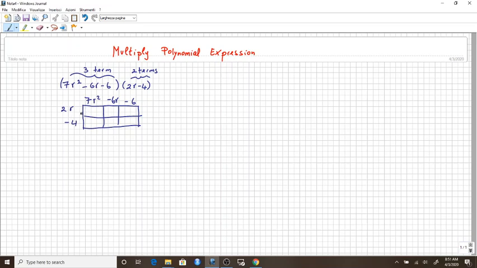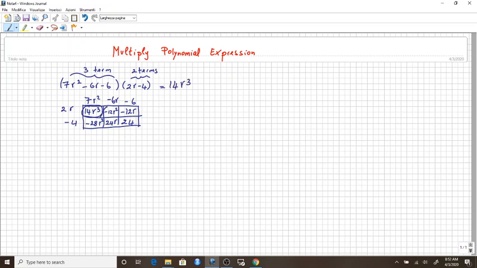And then when we multiply, 2r times 7r is 14r cubed, 2r times negative 6r is negative 12r squared, and 2r times negative 6 is negative 12r. And negative 4 times 7 is negative 28r squared, and negative 4 times negative 6 is positive 24r, and negative 4 times negative 6 is positive 24. Alright, so we end up with what? Well, we have a 14r cubed, which is by itself, we cannot combine with anything.